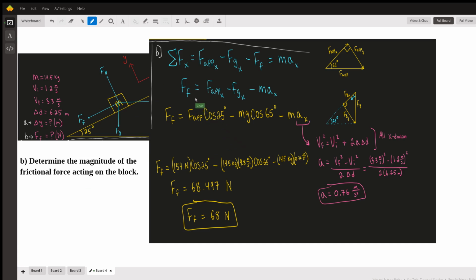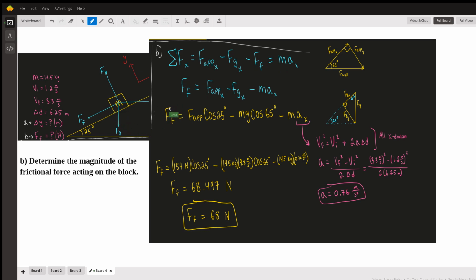So applying Newton's second law, the sum of the forces will equal mass times acceleration. Here up at the top is the sum of the forces in the x direction, and I've written down all of those forces from my free body diagram.